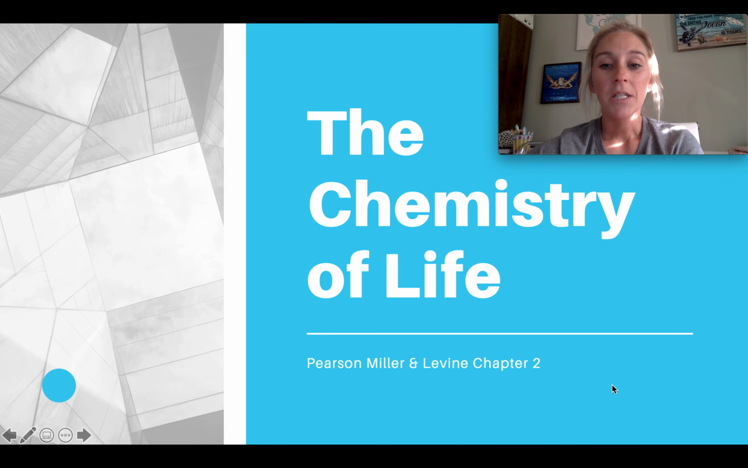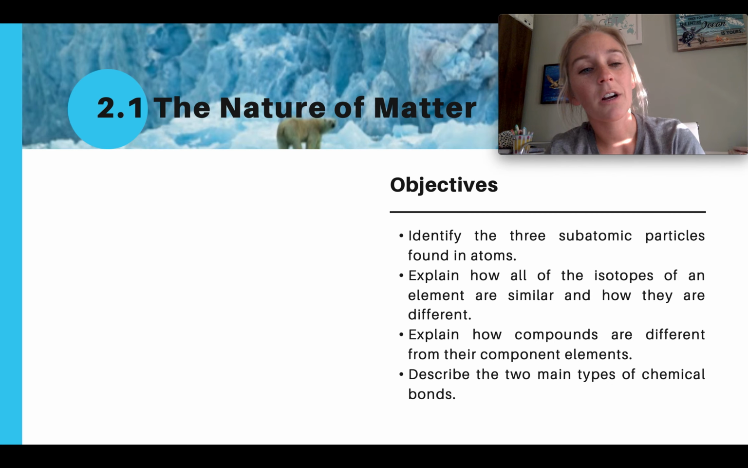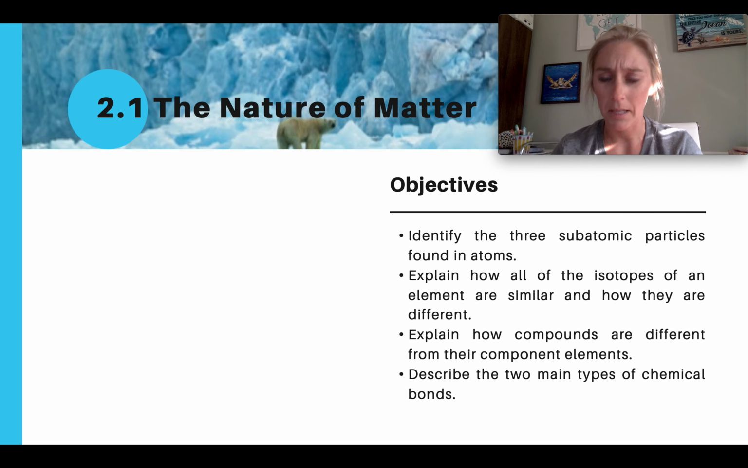There we go. So, a few objectives here in the first section. We're going to look at atoms and isotopes and compounds, and then we're going to look at a couple different types of bonds.